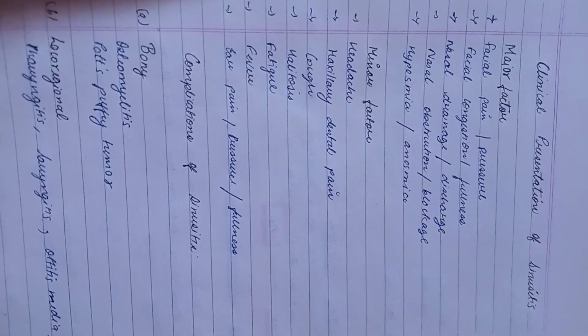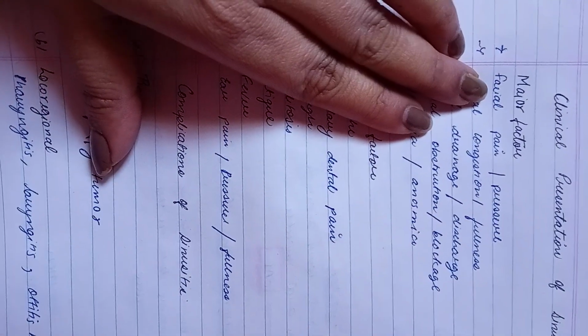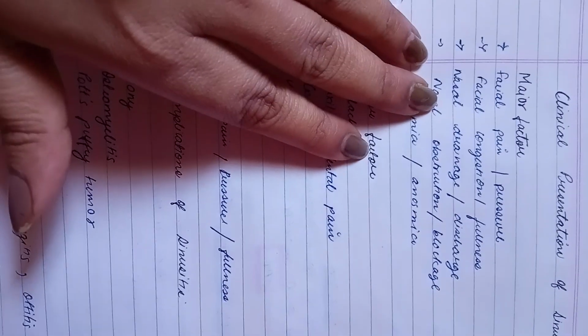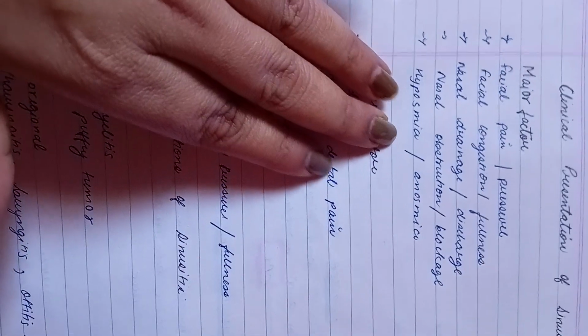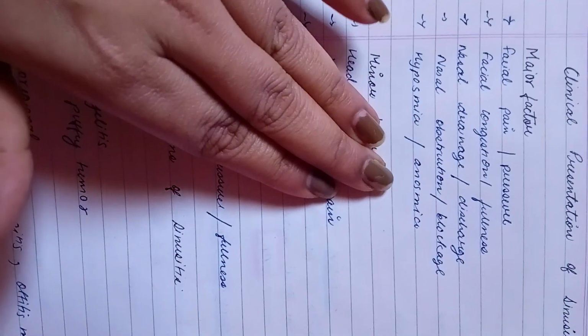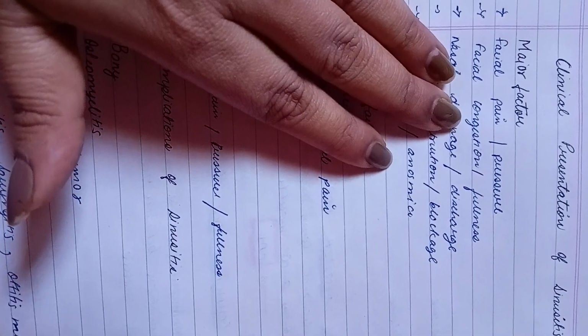Clinical presentation of sinusitis. There are major factors and minor factors. What are major factors? Facial pain or pressure, facial congestion or fullness, nasal drainage or discharge, nasal obstruction or blockage, hyposmia or anosmia, and loss of sleep or less sleep. These are the major factors for clinical presentation of sinusitis.